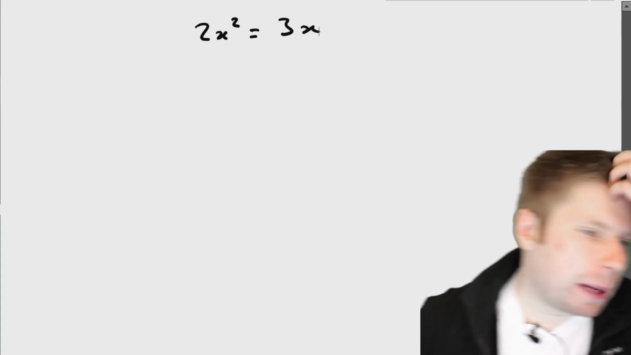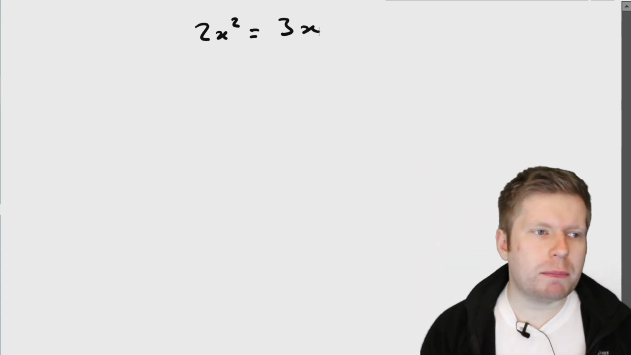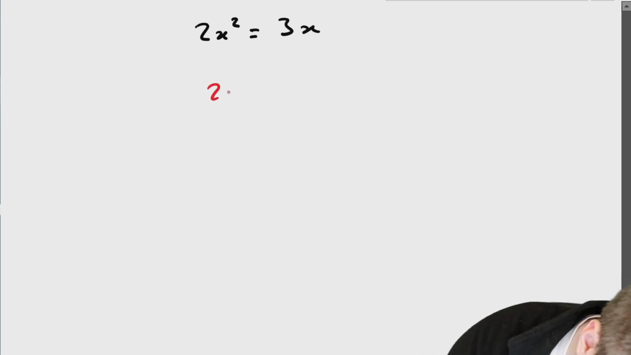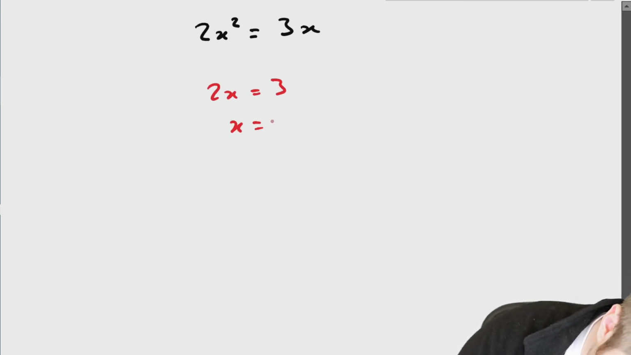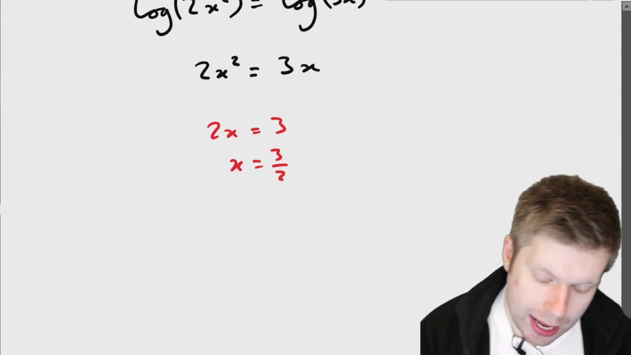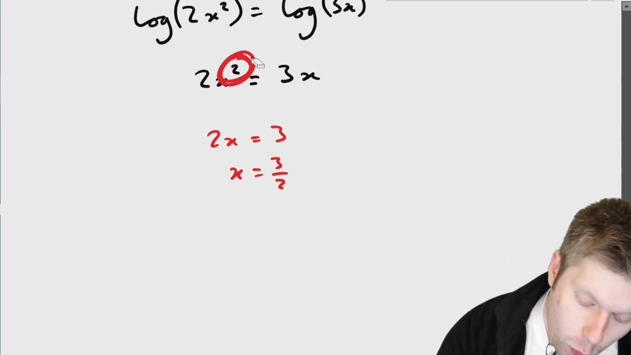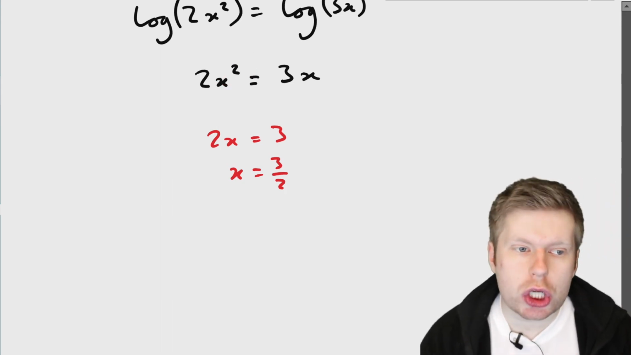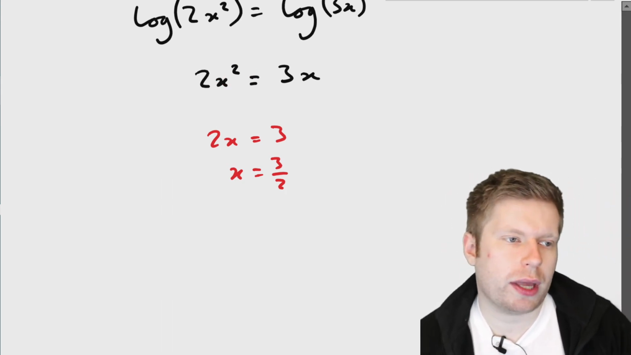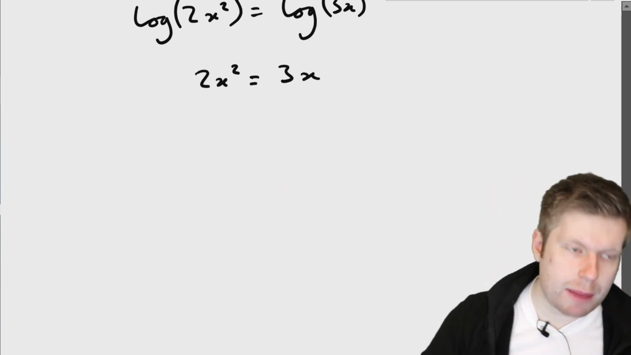Now, just be careful here, because the temptation would be to just divide both sides by x. In other words, you just get 2x equals 3 and you solve that to find x equals 3 over 2. However, look at this equation. It is of order 2. There's an x squared there, which means I'm expecting two solutions, if possible. So don't just divide both sides by x. That's a really bad move.